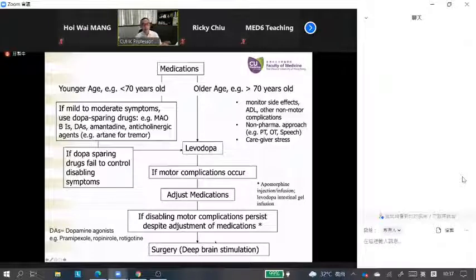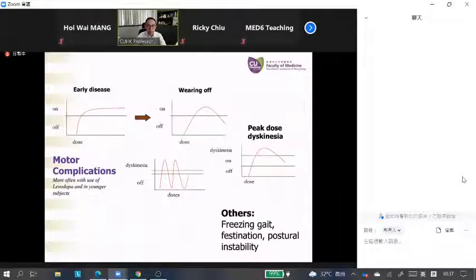But eventually, for us specialists, if after titrating all the drugs, in the Western countries, they have this infusion, levodopa intestinal gel infusion. I will briefly mention this later. But in Hong Kong, mostly we'll try deep brain stimulation, targeting the subthalamic nucleus. Okay, so this is an algorithm of treatment for Parkinson's disease.